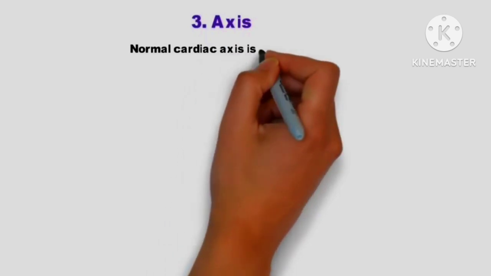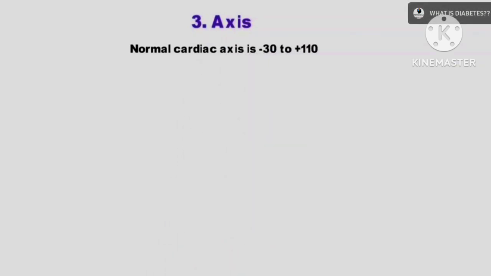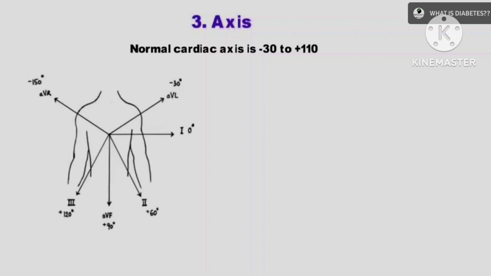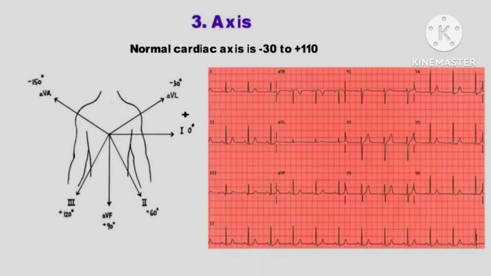Now step 3 is to calculate the axis. First of all, normal cardiac axis is from -30 to +110 degrees. And to know about the axis, we first need to know about the 12 lead ECG. There are 3 bipolar leads, which are lead 1, lead 2 and lead 3, and 3 unipolar leads, which are augmented voltage leads, that is aVR, aVL and aVF. And there are 6 chest leads, which are V1 to V6. Now to calculate the axis, most commonly we use perpendicular leads, that is lead 1 and aVF.